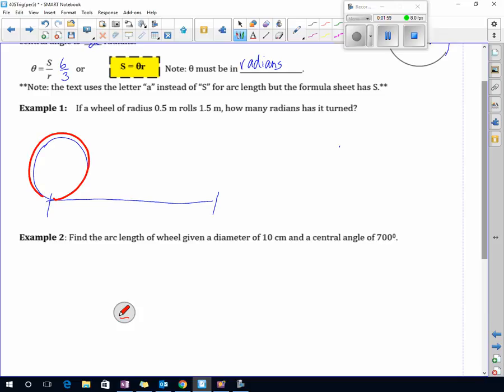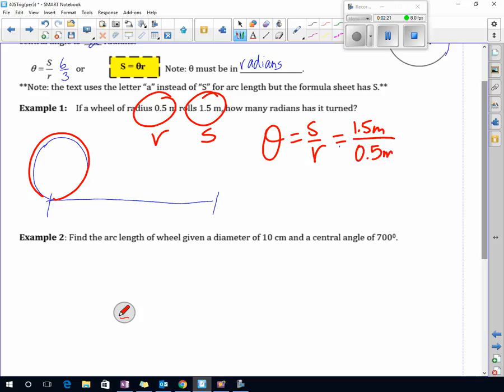So we're using the formula theta equals S divided by R. My S is 1.5 meters. My radius is 0.5 meters. Notice that they're both in meters. If they're not, you need to have it to the same unit so that they can cancel. Why? Because radians does not have a unit, right?